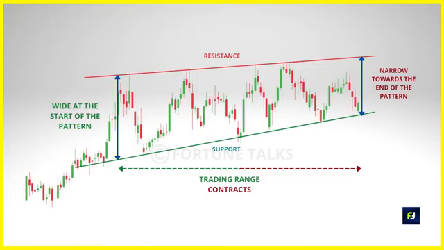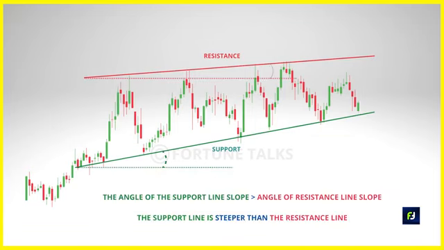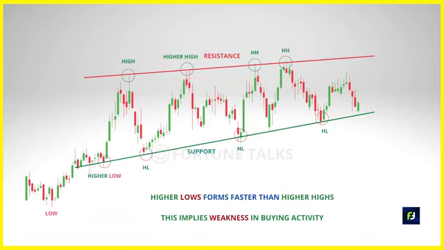This pattern forms when the price consolidates between upward sloping support and resistance lines, where the slope of the support line is much steeper than that of the resistance slope. What this implies is that the higher lows form much faster than the higher highs, leading to a wedge-like formation.